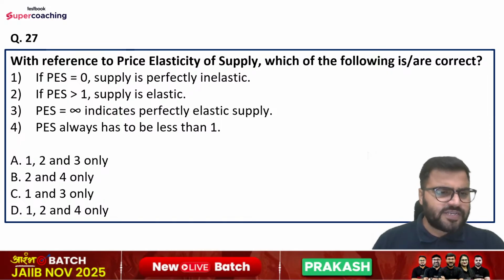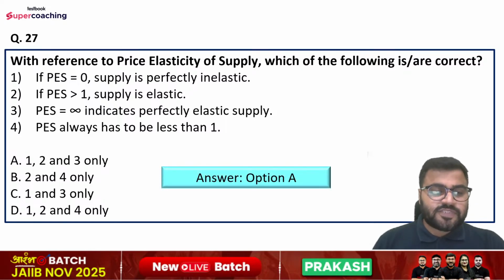Options are: first, second, and third only; second and fourth only; first, second, and third only; and first, second, and fourth only. So the right answer is option A, that is first, second, and third only.